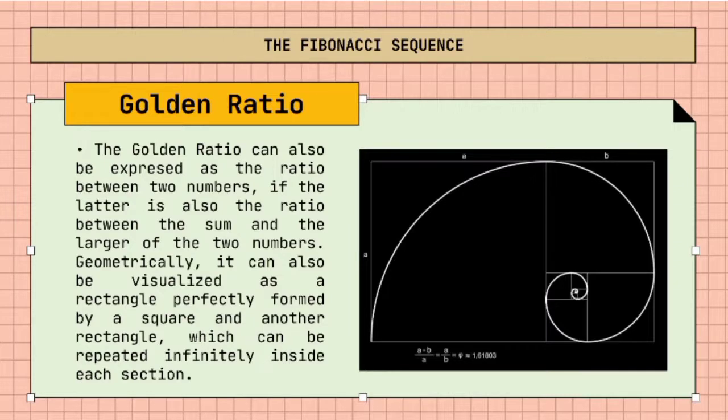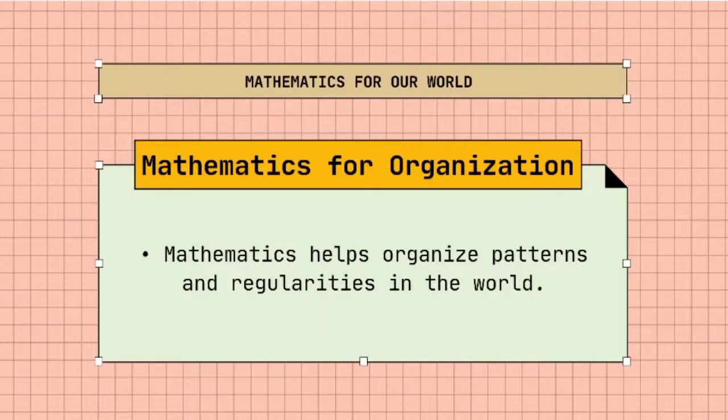So the golden ratio. The golden ratio can also be expressed as the ratio between two numbers. If the latter is also the ratio between the sum and the larger of the two numbers, geometrically it can also be visualized as a rectangle perfectly formed by a square and another rectangle which can be repeated infinitely inside each section. So yung nasa right side na picture is the golden rectangle with the golden spiral.